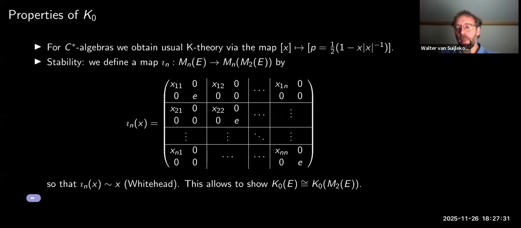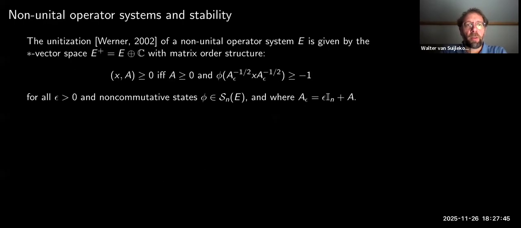So let's look at how this can actually realize stability, where you usually take the compacts to be realized by adding zeros and not by adding units. So that's something to figure out. What happens is that the compacts are non-unital. So first of all, we need a definition of K theory for non-unital operator systems.